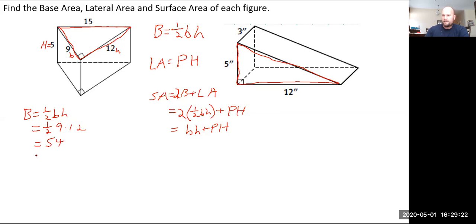Now, once I have that 54, we're going to take that and use that in our surface area formula. Now, I didn't have any units on here, so I'm not putting units. If I had units, it'd be in squared units.